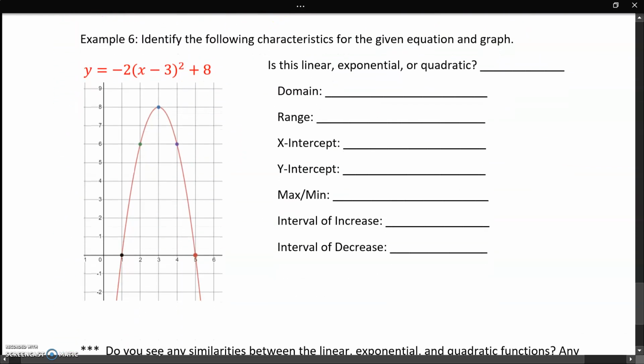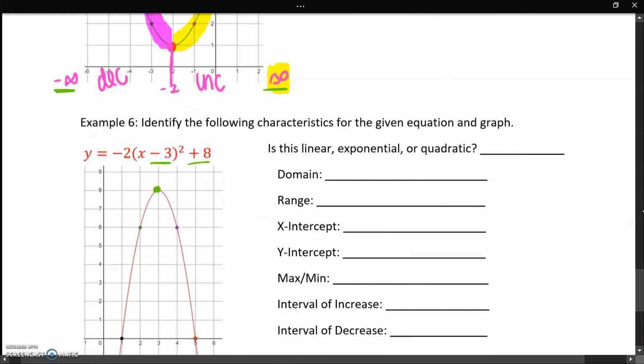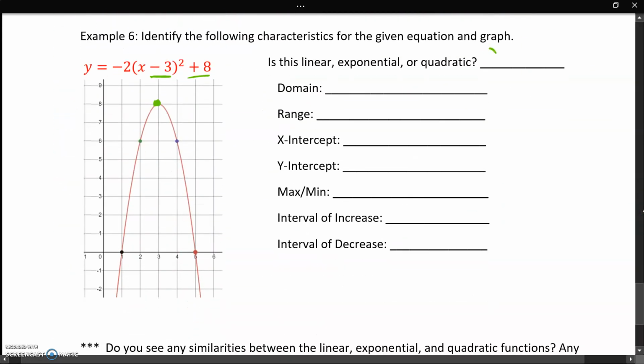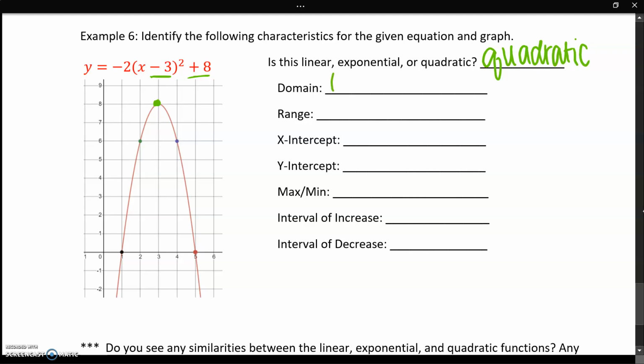And for example 6, this one looks a little bit different. If you remember that this is vertex form, which gives us our vertex at 3, 8, and it's vertex form of a quadratic function. So this example number 6 is going to be a quadratic.